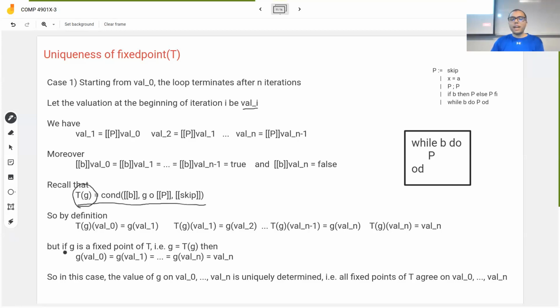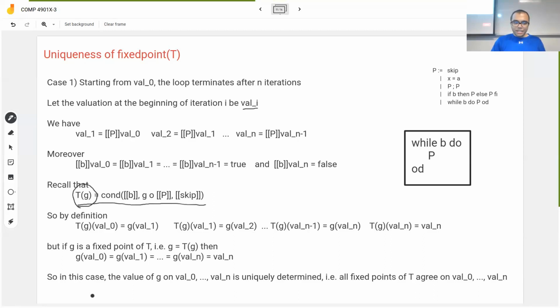Okay, so I have these equalities. But now I use the fact that G was a fixed point of T. What does it mean that G was a fixed point of T? It means that T of G is the same as G. So instead of T of G, I can put G. So G of val 0 is equal to G of val 1. And G of val 1 is equal to G of val 2, and so on. So generally, G of val 0 is equal to G of val 1 all the way to G of val n. And again, G of val n is just val n.